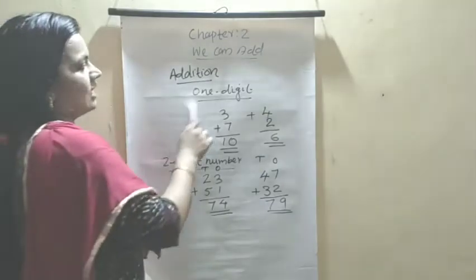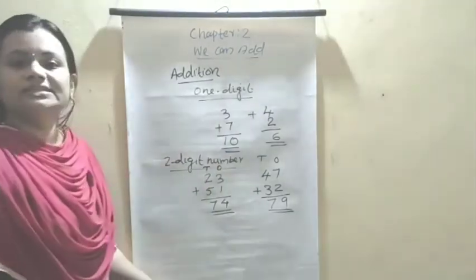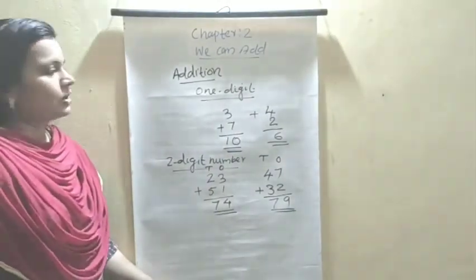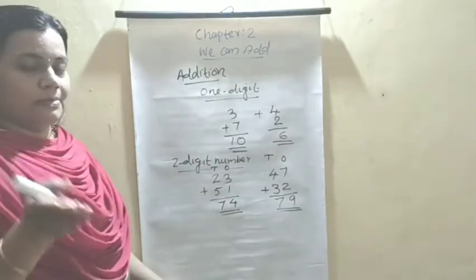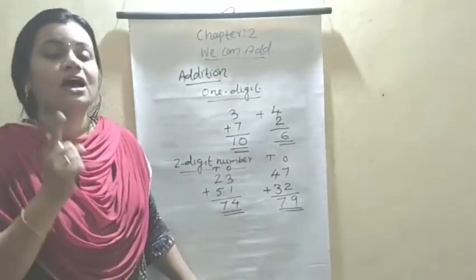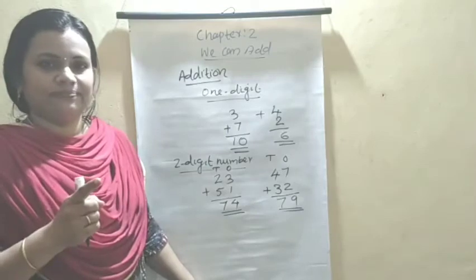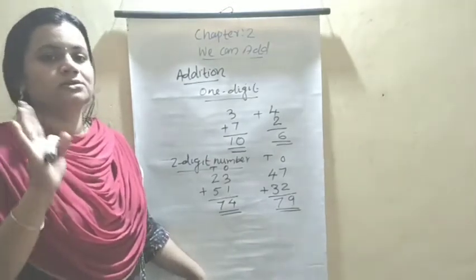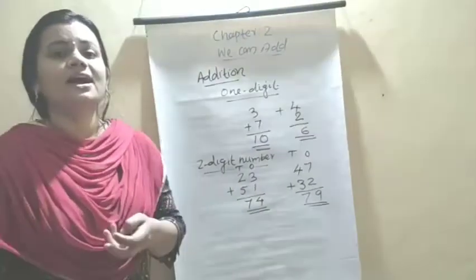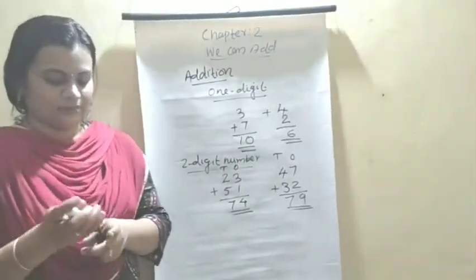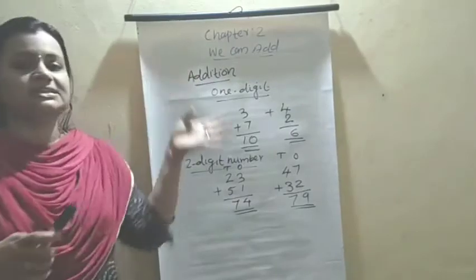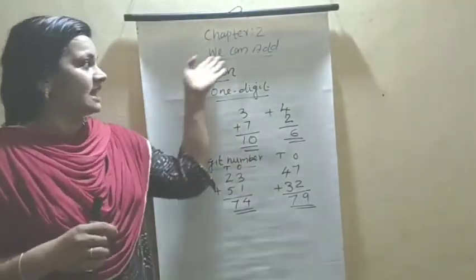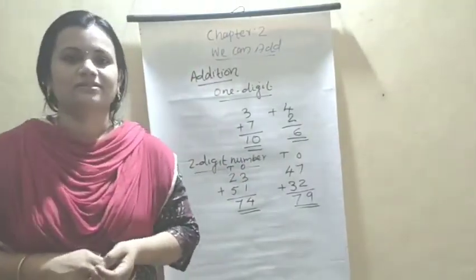This is the addition of 1-digit and 2-digit numbers. You remember one thing. You should find out the pairs of 70. At least 5 pairs that add to get 70. Don't forget that. Okay, children, this is the basic section of the second chapter, addition.